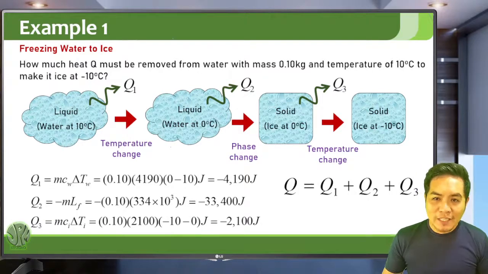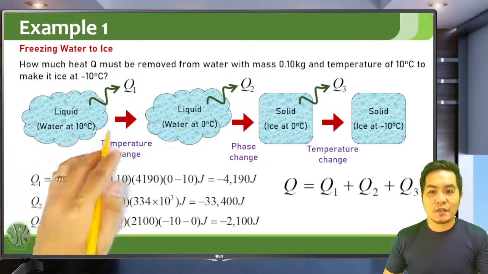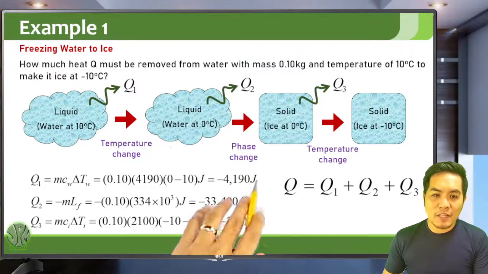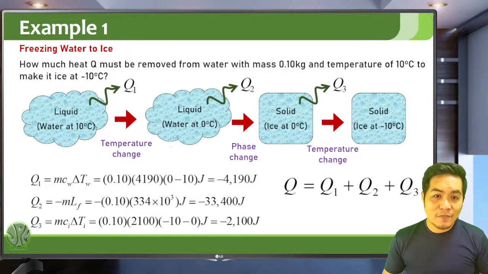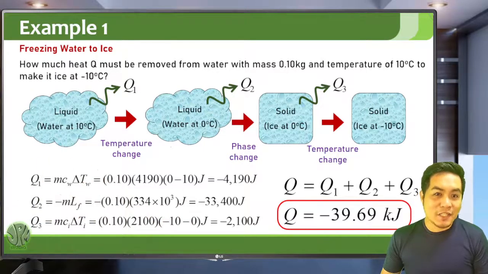So the total heat involved in making liquid water at 10 degrees Celsius become solid ice at negative 10 degrees Celsius will then be the sum of these three quantities of heat, and you will get a value of negative 39,000 joules or negative 39.69 kilojoules. So that's it. This is calorimetry. It's a combination of temperature changes and phase changes.